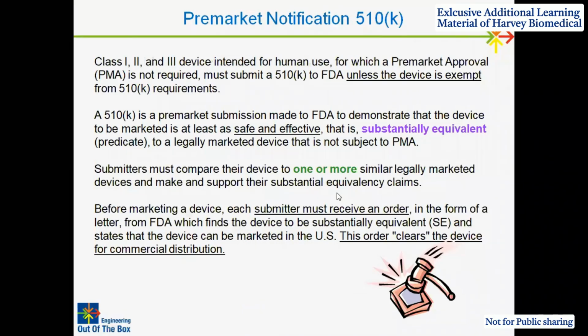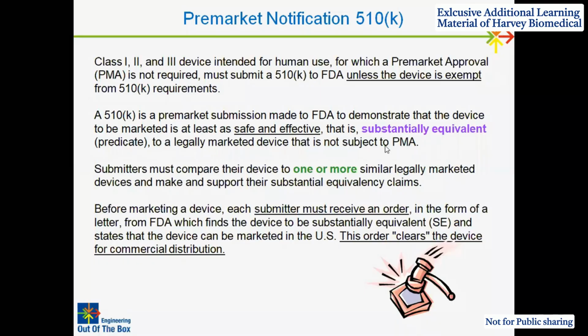Okay. This is a pre-market notification, with respect to the regulatory submission. It's a notification, as I told. Class 1, 2, 3 devices intended for human use for which pre-market approval is not required must submit a 510(k) to FDA unless the device is exempt from the 510(k) requirements. A 510(k) is a pre-market submission made to FDA to demonstrate that the device to be marketed is at least as safe and effective, that is, substantially equivalent to a predicate, a legally marketed device that is not subject to the PMA, pre-market approval.